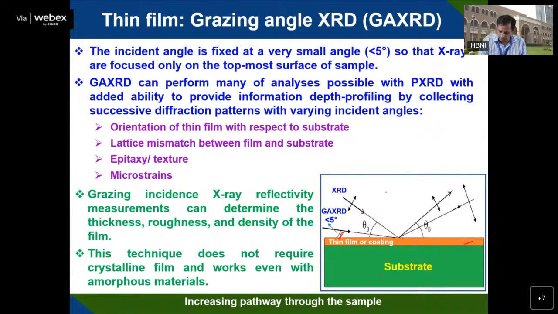In grazing angle, if I use this type of theta value, you can see the penetration is this much. But if I use a theta like this, you can see that your penetration is this much. So the pathway of the X-ray passing through the coating layer increases if your grazing angle is very, very small, less than 5 degrees. Your path length increases. Because of that, you will get more information about those things.